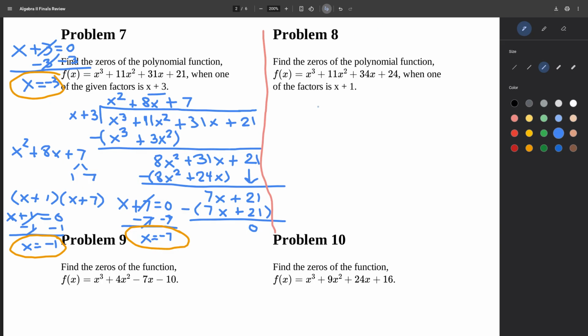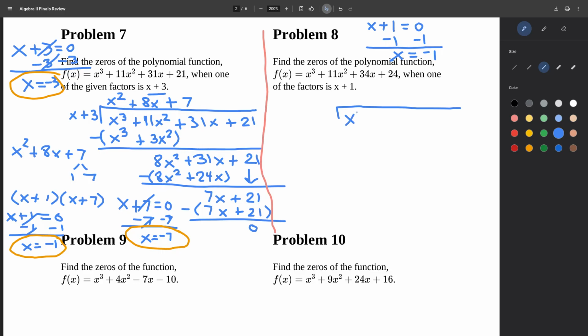All right, problem 8. We have a polynomial f of x equals x cubed plus 11x squared plus 34x plus 24 when one of the factors is x plus 1. So we can find one of the zeros by setting this factor equal to 0. To solve for x, we'd have to subtract 1, and we get x equals negative 1 as one of the zeros. We can also do some polynomial division.